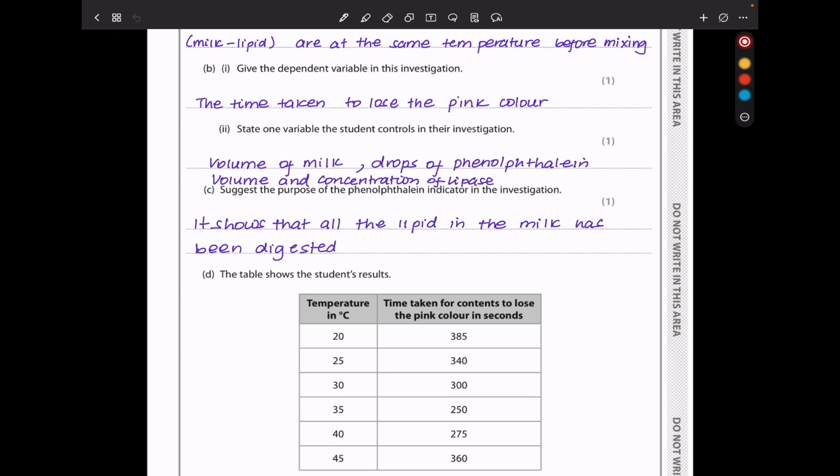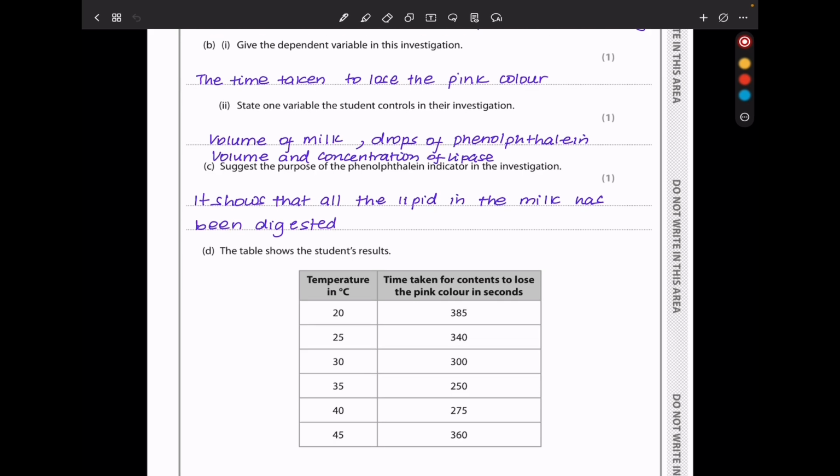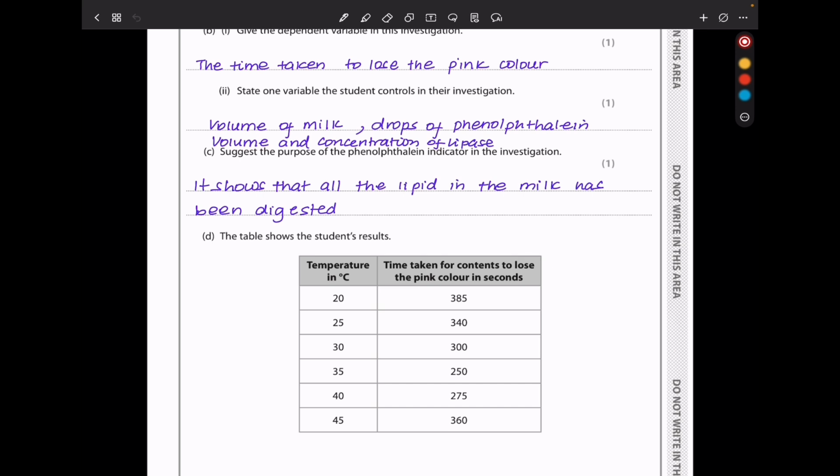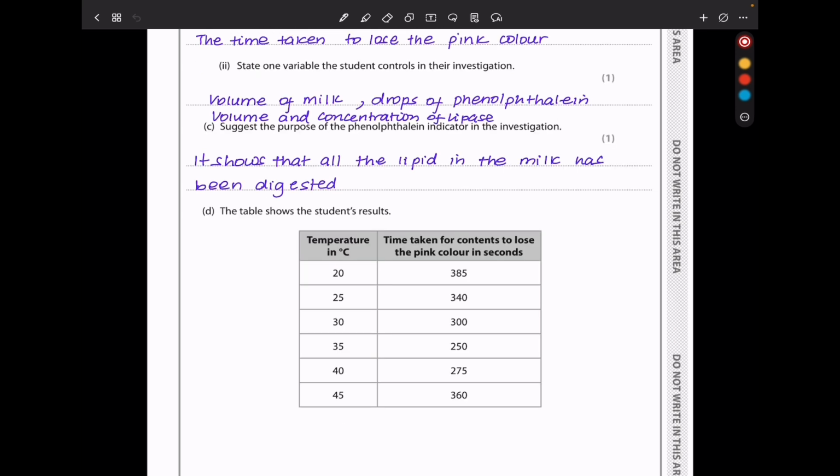And next they say state one variable the student controls in their investigation. They need to control the volume of milk, the drops of phenolphthalein, the volume and concentration of lipase, and so on. And in part C, suggest the purpose of the phenolphthalein indicator in the investigation. It is there to show the endpoint, to ensure that all lipid in the milk has been digested.